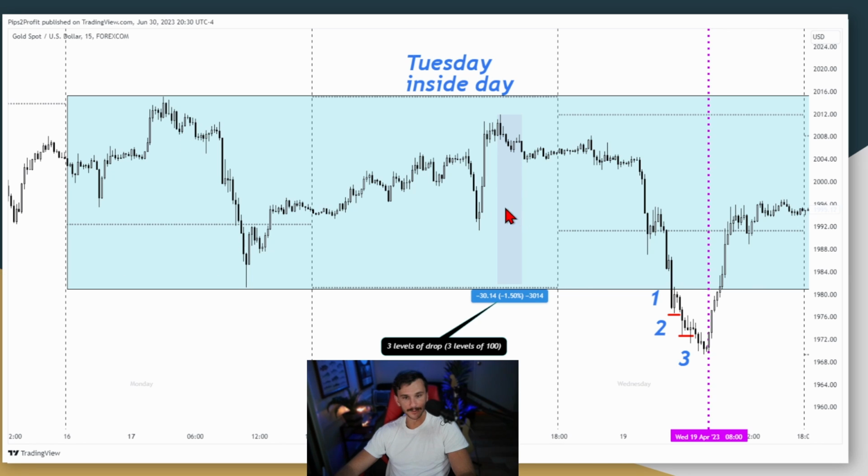Here is another example. We have Monday. Tuesday was actually the inside day. On Wednesday, we have 1 push out of the opening range, 2 pushes out of the opening range, 3 pushes out of the opening range. First bar entry, 8 o'clock for a midweek reversal.